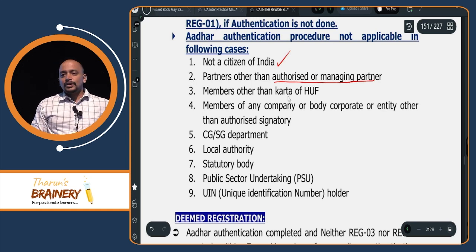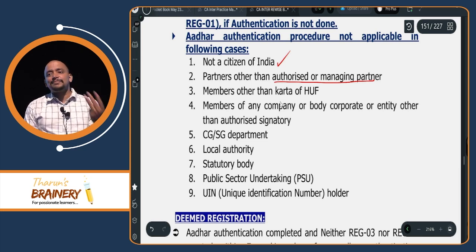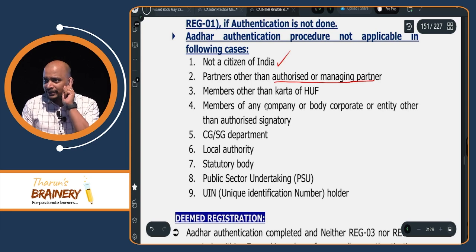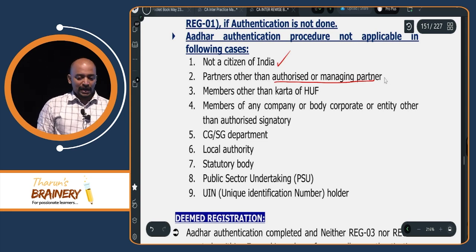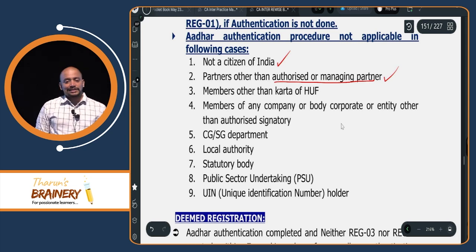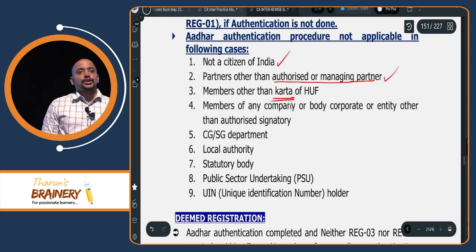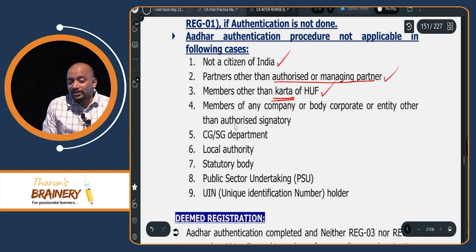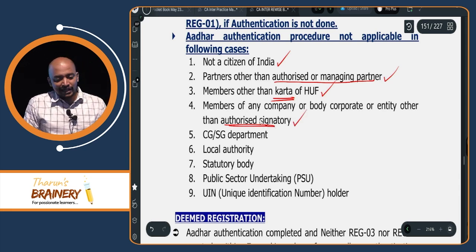Understood? So in a partnership firm, if there are 3 partners, not all 3 partners are required to undergo authentication. Out of these 3, any one partner will be the managing partner or authorized partner. That partner alone undergoing authentication is enough. So the other 2 partners are not required. Then members other than Karta of HUF. Why? Because Karta will undergo authentication and other members are not required to undergo authentication. Then members of any company or body corporate or entity other than the authorized signatory. Why? Because the authorized signatory will undergo authentication. So remaining members are not required to undergo authentication.